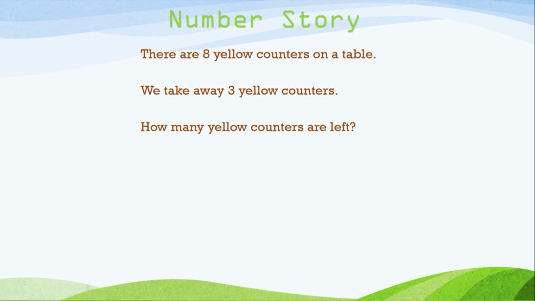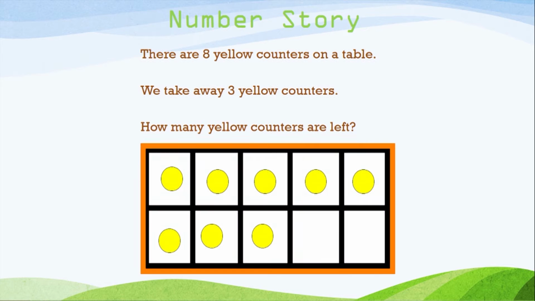There are 8 yellow counters on a table. We take away 3 yellow counters. How many yellow counters are left? Here's our 10 frame with our 8 yellow counters. 1, 2, 3, 4, 5, 6, 7, 8. Let's go to our table.